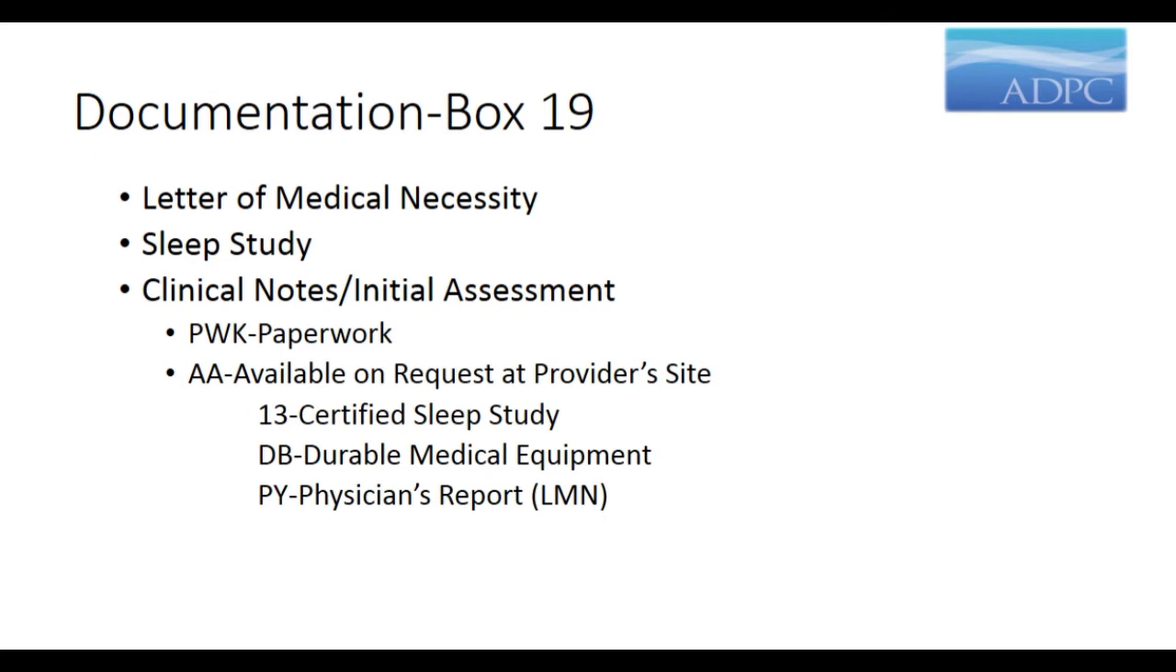In box 19, we put what documents we have available. For a sleep apnea appliance, we need a letter of medical necessity, a sleep study, and clinical notes or the initial assessment. When we put something in box 19, we need to put PWK, which stands for paperwork, and then a number or a set of letters. So in this case, PWK 13AA, available upon request at the provider's site. I'll explain that when we get to box 19, and I'll explain it a little further.